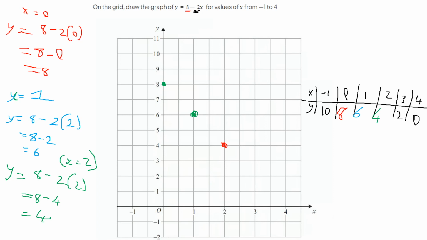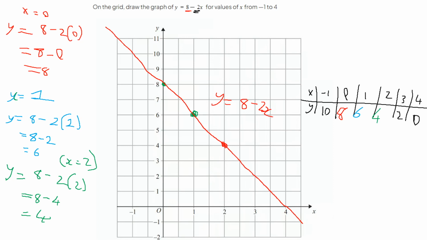And now that we have the 3 points, we can put a line through it. Again, you guys will have a ruler in an exam. I don't have a ruler readily available. Okay, that's a bit better. And so therefore we can say with certainty that this is y equals 8 minus 2x.